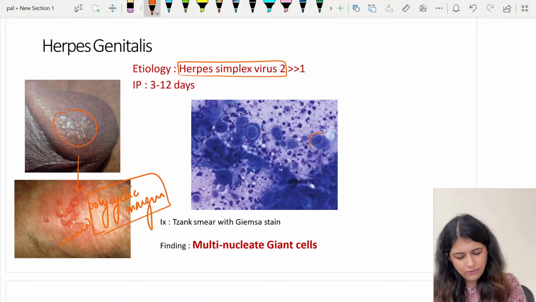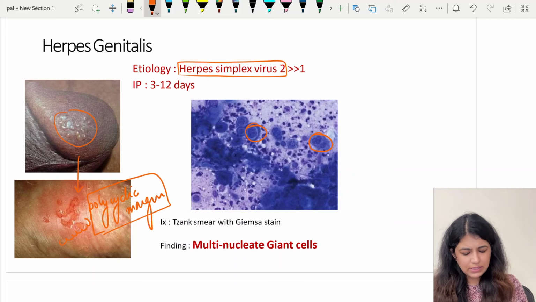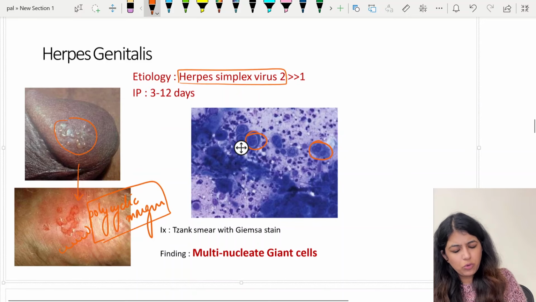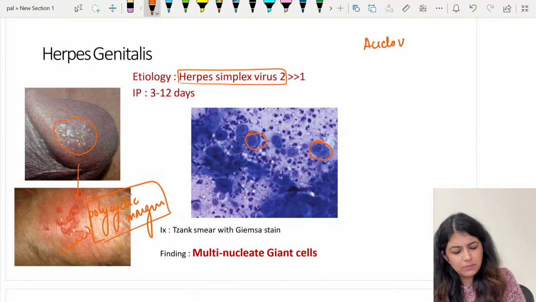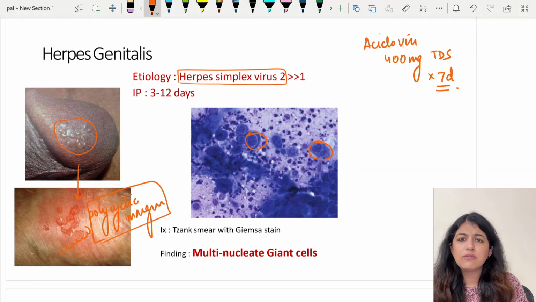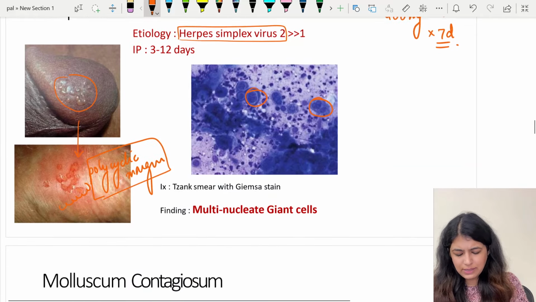Again, the Tzanck findings are similar, that is the multinucleate giant cells. Treatment for all of this is acyclovir. But for oral and genital herpes, the dose is 400 mg 3 times a day for 7 days. So the dose here is 400 mg TDS for 7 days.